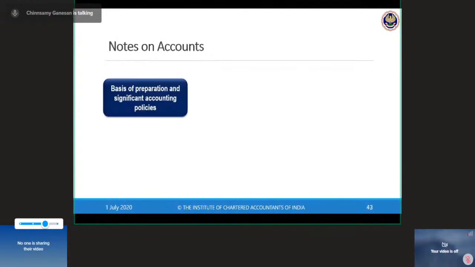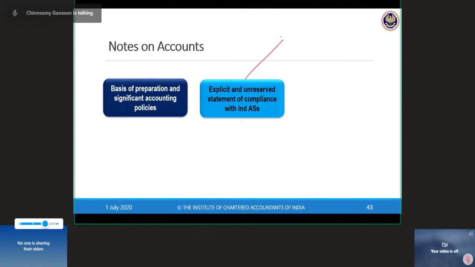On the notes and accounts, what are all the things that have to be there? In the structure, one is the basis of preparation of the financial statement. What are the significant accounting policies? And this is one thing interesting. In fact, I should have discussed it as part of one of the case studies. I wanted to take it at a later point of time. This we will discuss a little bit at length.